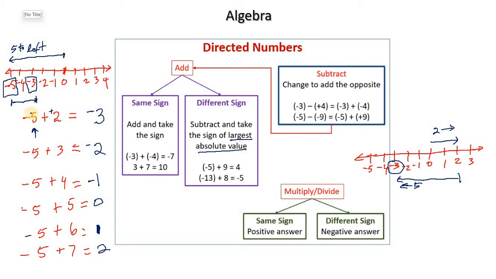So if we have more negatives, if we're further away with the negatives, then the answer is going to be negative, correct? In other words, if you look at negative 5 and positive 2, the negative 5 is further away from 0 than 2. Same thing with negative 5 and 3, and negative 5 and 4. Negative 5 is further away from the origin, or 0.